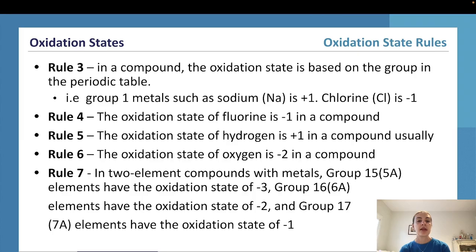Rule number 5 is that the oxidation state of hydrogen in a compound is going to be +1. And so that differs from rule 3, because rule 3 tells us that group 1 metals like sodium are going to have a +1 charge. And hydrogen is not a group 1 metal. It exists in a gaseous state, and so that's why that's quite clearly specified for rule 5, because although it fits in group 1, it's not considered a group 1 metal, so it's kind of given its own little thing.